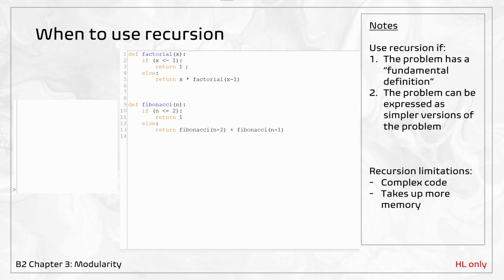Then, try writing the problem in terms of simpler versions of the problem itself. For example, 4 factorial can be written as 4 times 3 factorial, and 3 factorial can be written as 3 times 2 factorial, and so on. Each iteration is simplified by using the definition of the factorial, until we reach 1 factorial, whose fundamental definition is 1. In the Fibonacci sequence, the nth term can be written as the sum of the n-1th term and the n-2th term, and each of these can be written again with that same definition, until you get to the fundamental definitions that the first and the second term are 1.